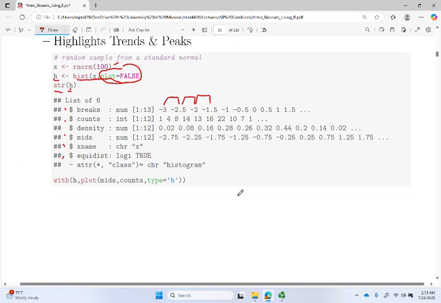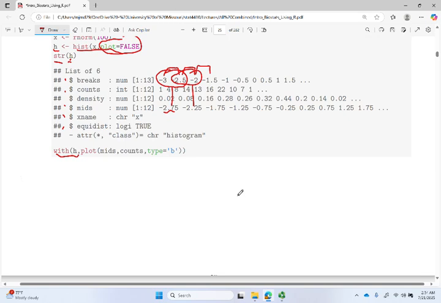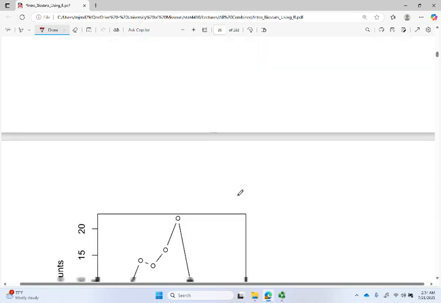Now, instead of counts, we could use the density or the proportion of being in that category. This is the midpoint of the interval. So notice here, that midpoint is 2.75. The midpoint of this is negative 2.25. So we can make use of that. So with this object H, let's plot. And the reason I do this is so I have direct access to those variables. So let's plot midpoint as the X and count as the Y. And let's use both line and points.